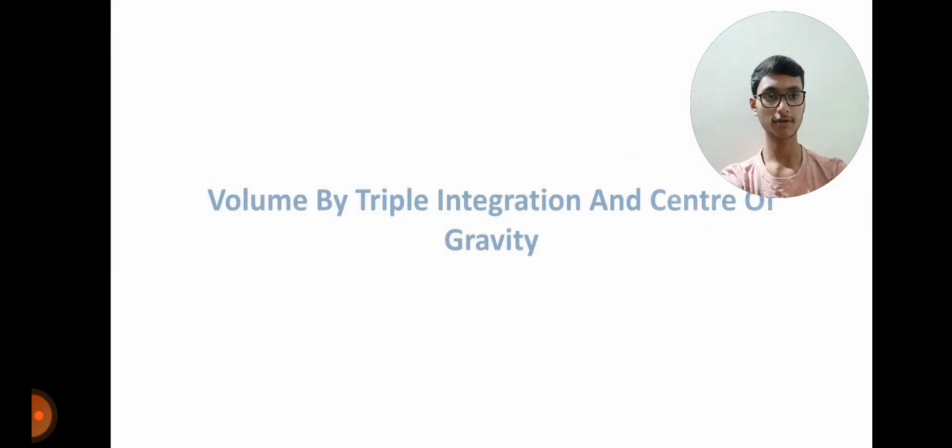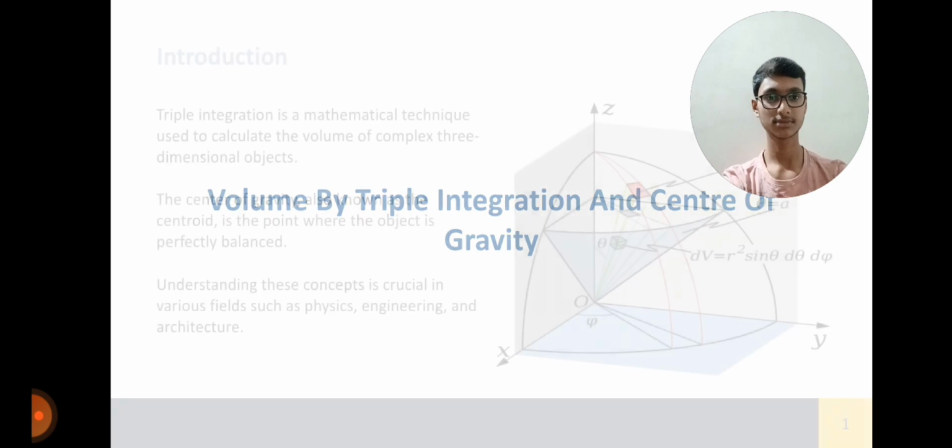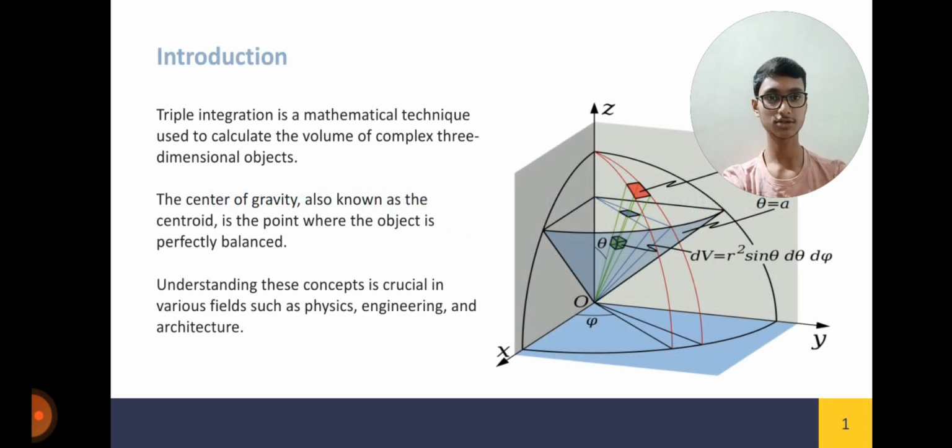Today the main topic of our presentation is volume by triple integration and center of gravity. First let us see the introduction to triple integration. Triple integration is a mathematical technique used to calculate the volume of complex three-dimensional objects. The center of gravity, also known as the centroid, is the point where the object is perfectly balanced. Understanding these concepts is crucial in various fields such as physics, engineering and architecture.